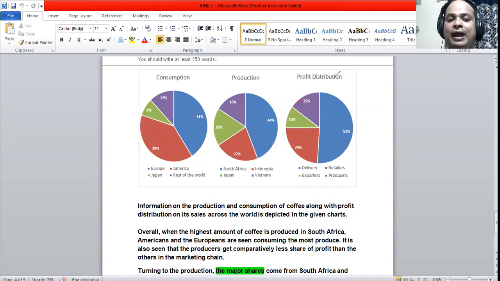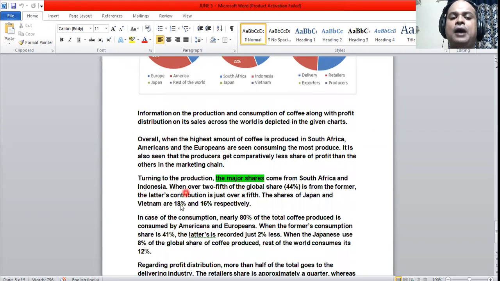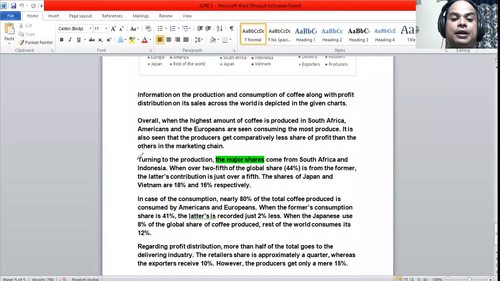Okay. Now I have to move on to the description part. I have given three headings there. Please note. Now turning to the production, the consumption, and the profit distribution. This paragraph is about the production process. This paragraph is about the consumption process. This paragraph is about the profit distribution. So I have classified it into three headings, three paragraphs, and the headings are there at the beginning for the examiner to identify what is inside.